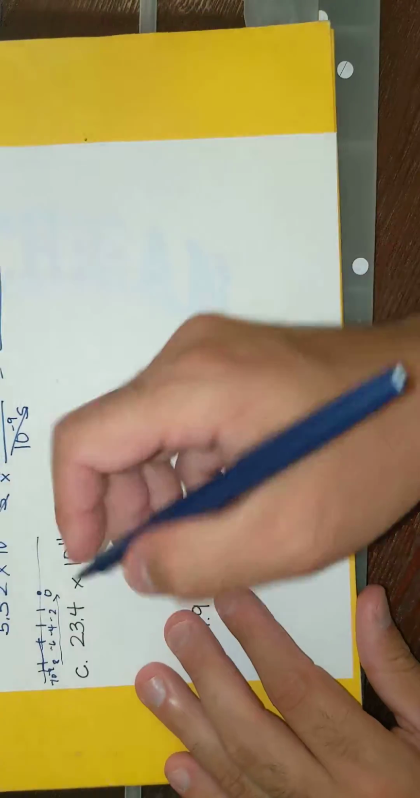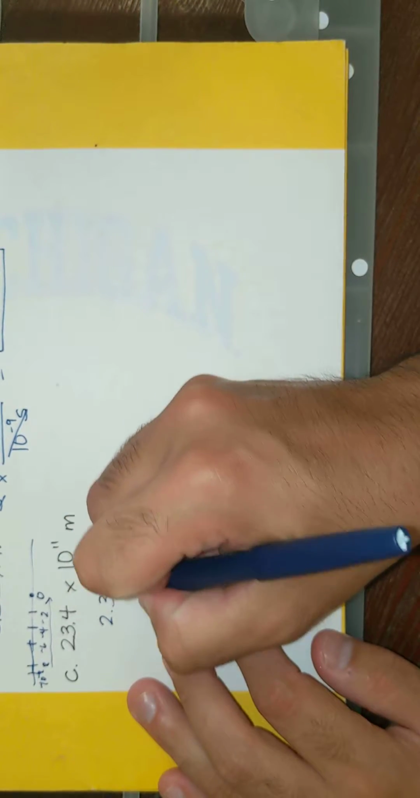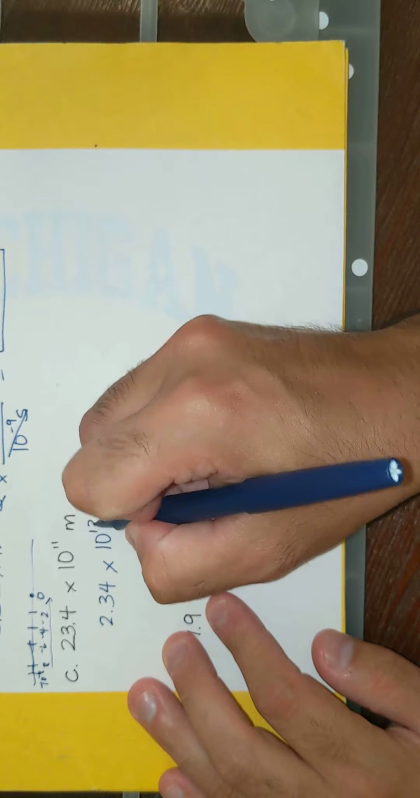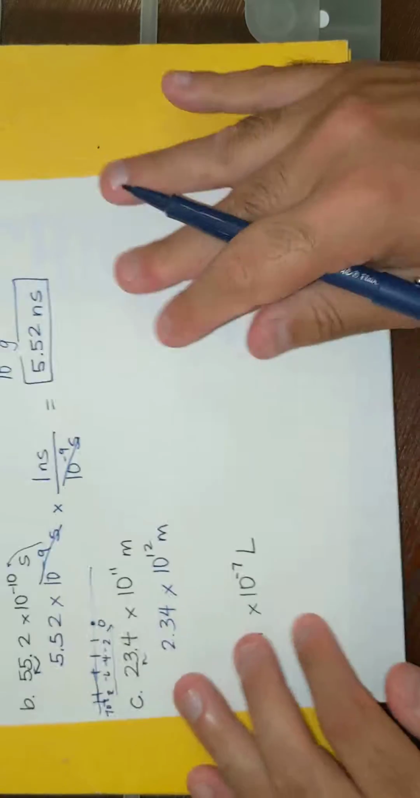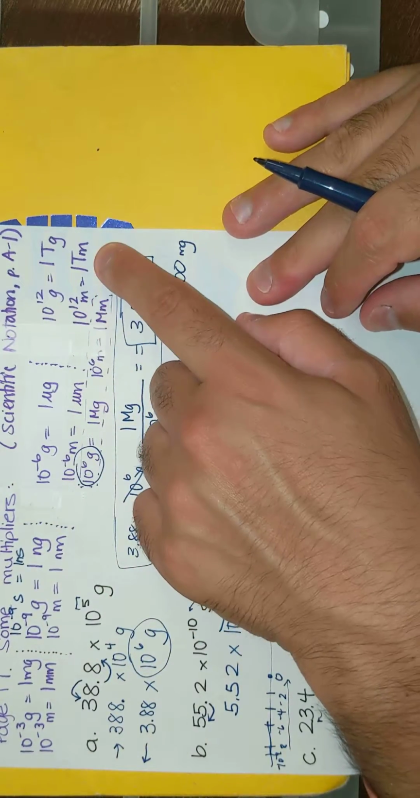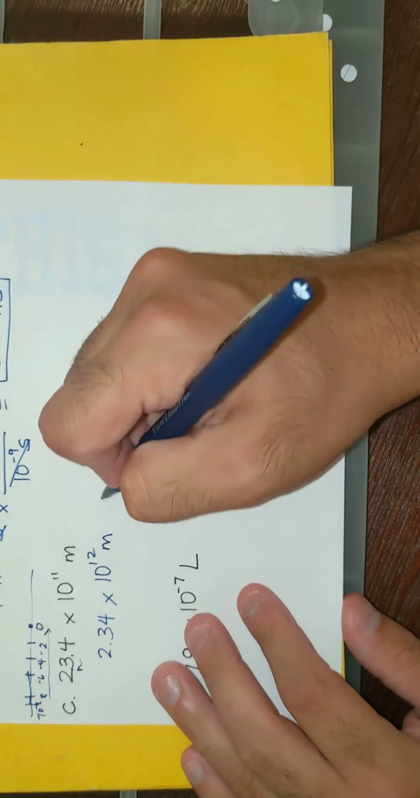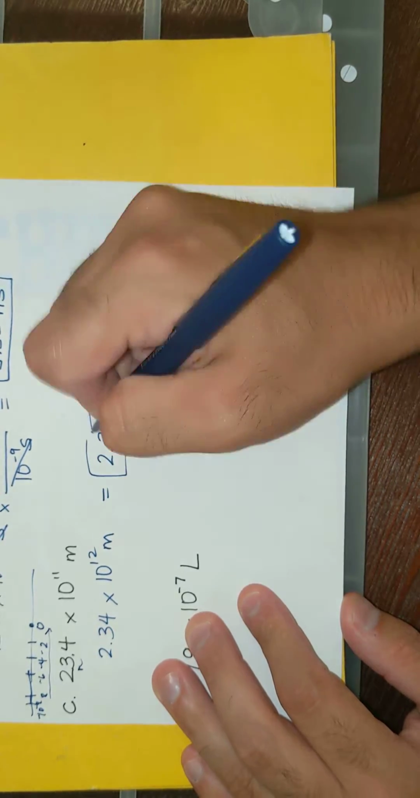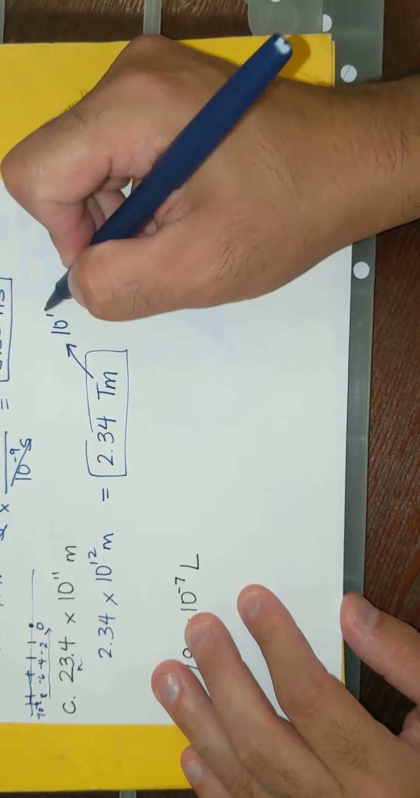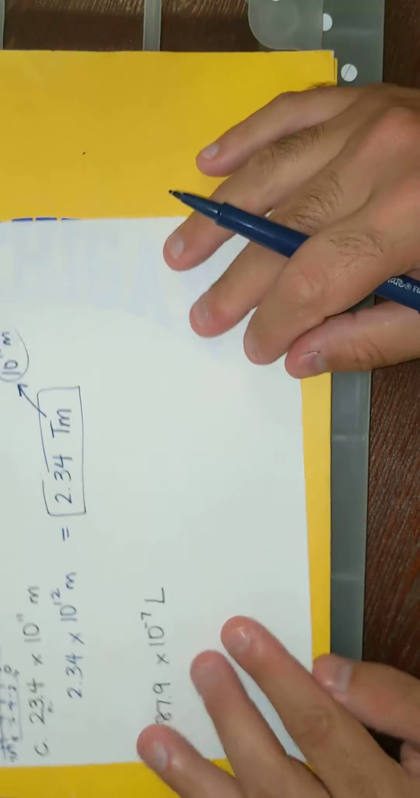All right, letter C. I'll just do it simply: 2.34 times 10 to the 12th. Remember, I go to the left one, and I increase that by 1. All right, 10 to the 12th meter. And I already see up here, 10 to the 12th meter is 1 terameter. So it's the same thing as saying 2.34 terameters, right? And this terameter means 10 to the 12th meters. That's where I'm simplifying it.